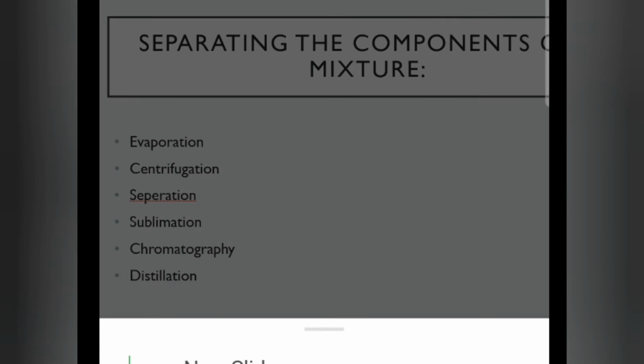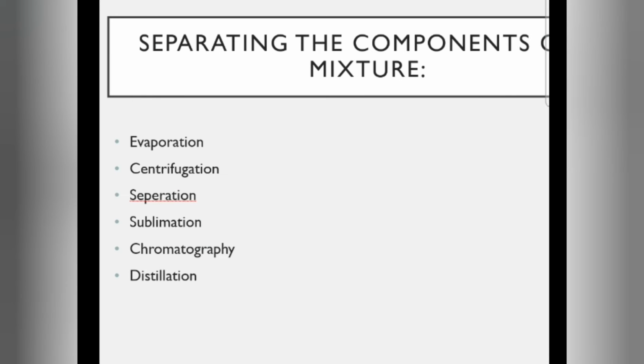Second method is centrifugation. In the centrifugation method, we are going to separate small solid particles in a liquid. And third method is separation, which is done through a separating funnel. Fourth method is sublimation. So sublimation is used in order to separate camphor and salt. Then we use chromatography. So it is used in order to separate dyes in black ink.